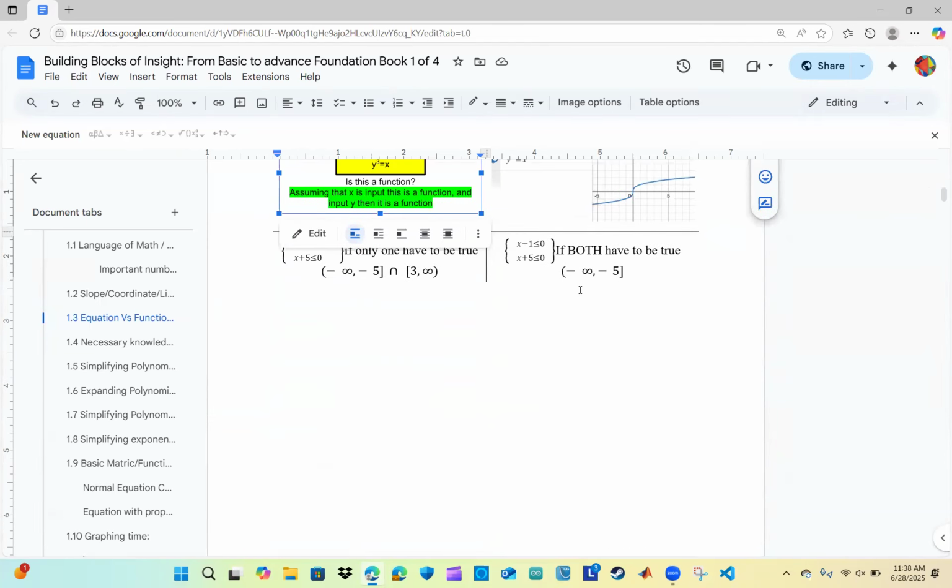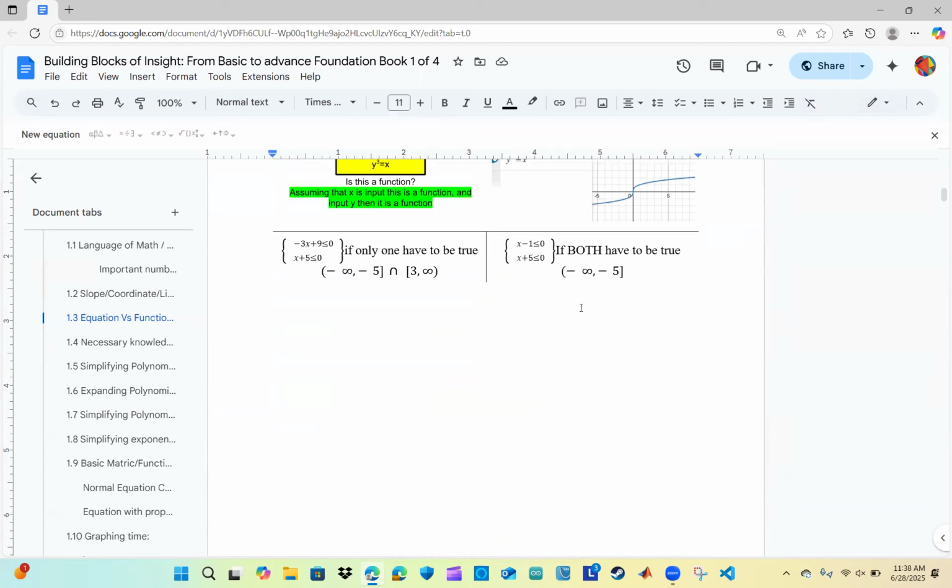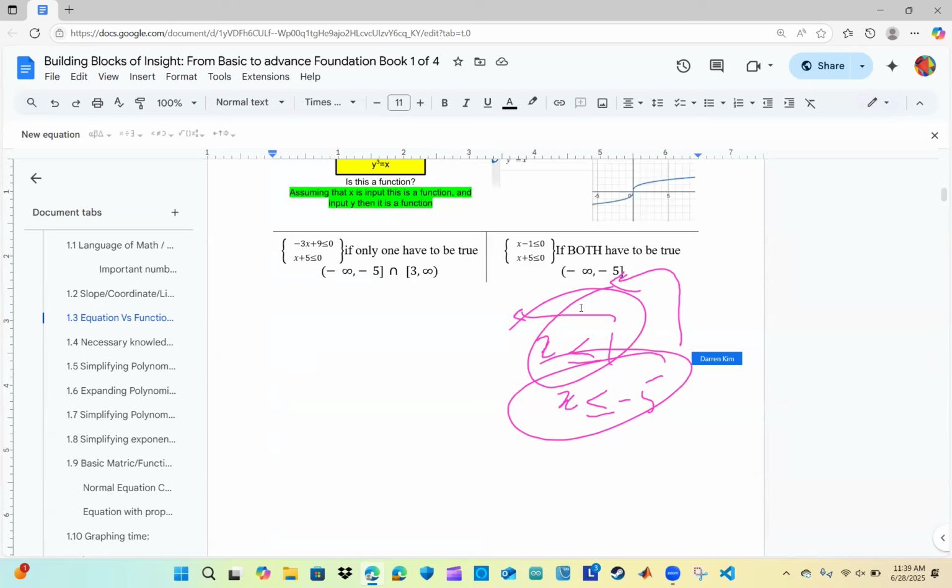If only one of them has to be true and both of them have to be true, it's easier because this is just one. That and x, and then we go to negative 5. Yes, it is true because this is, yeah, this is true.